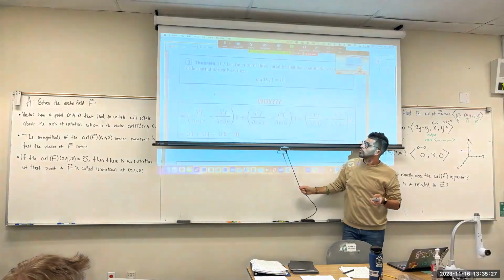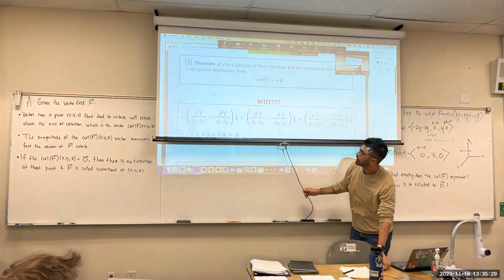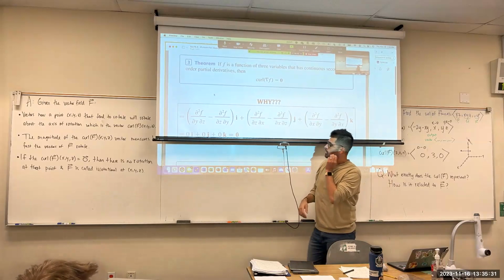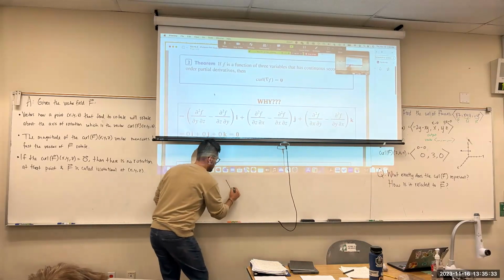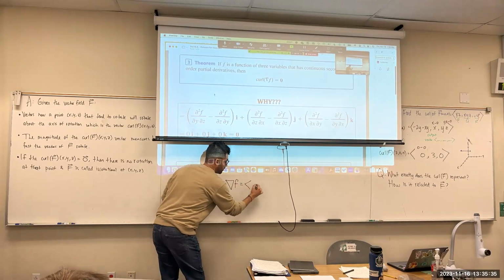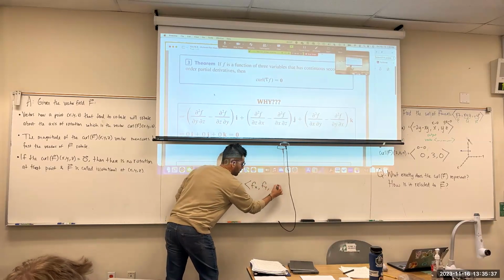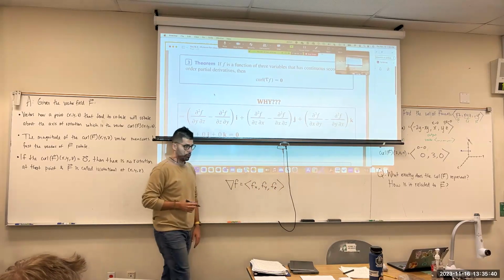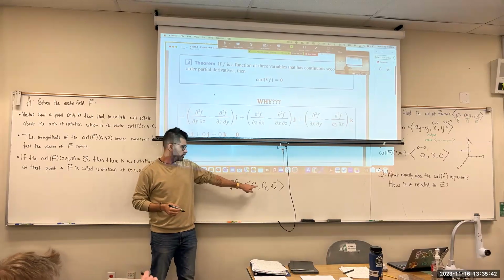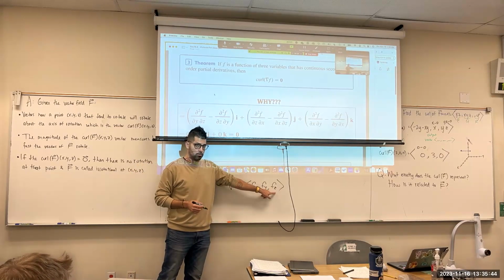Yep, and let me show you why. So if I have the gradient, which is partial of x, partial of y, partial of z, right? That's the gradient vector field. This is like the P, this is like the Q, this is like the R.